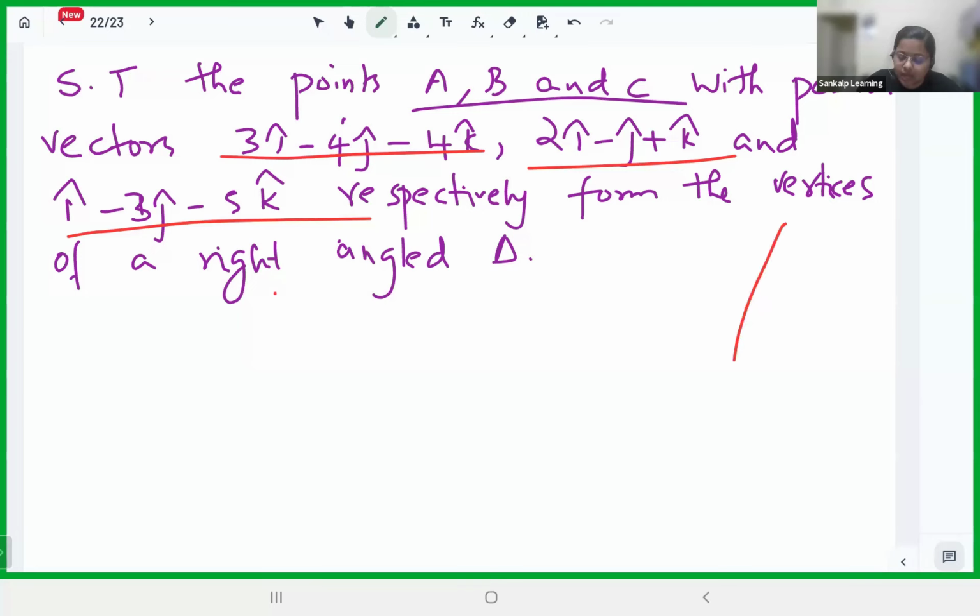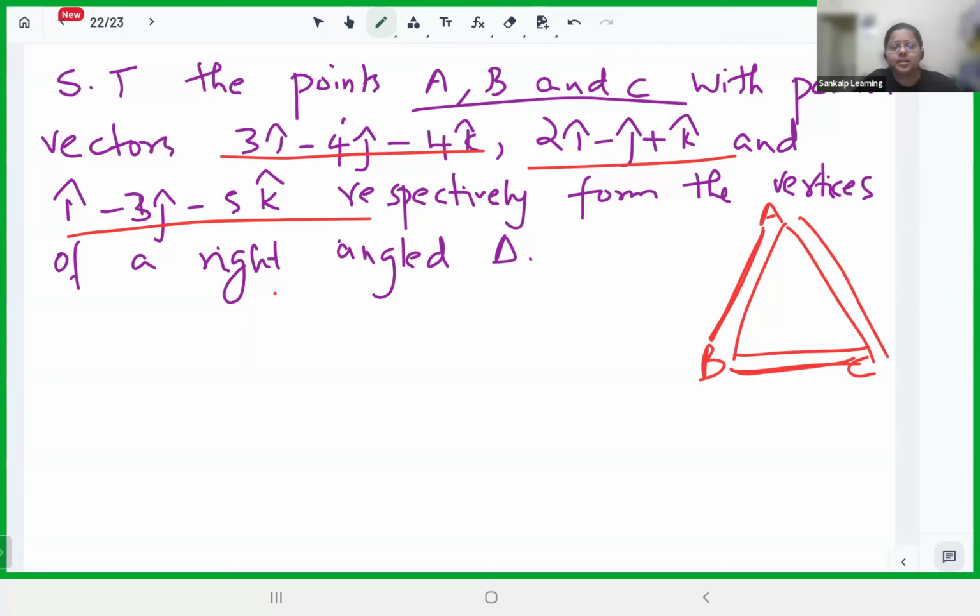First we need to find out the sides of the given triangle. It is ABC, which means you have to find out AB, BC, AC. And if you find out AB dot BC is equal to 0, then we can say that AB and BC are perpendicular to each other. So we can say that one angle is 90 degrees. So definitely that triangle will be a right angle triangle.